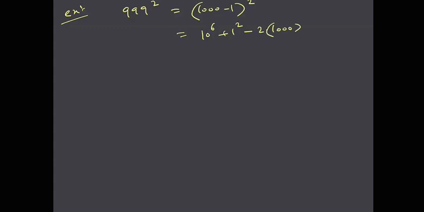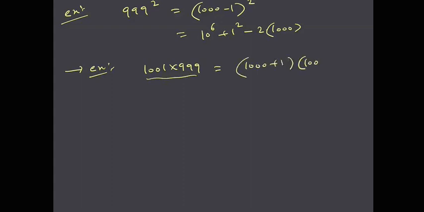Say you want to find out the square of 999. You can simply do it by using (1000 − 1)², and this is 10⁶ plus 1 minus 2 into 1000. So you'll get the answer quickly. For example, you want to find out the value of 1001 into 999. You can observe that this is nothing but (1000 + 1)(1000 − 1). So then this is nothing but 1000² − 1. So then you can easily get the answer.